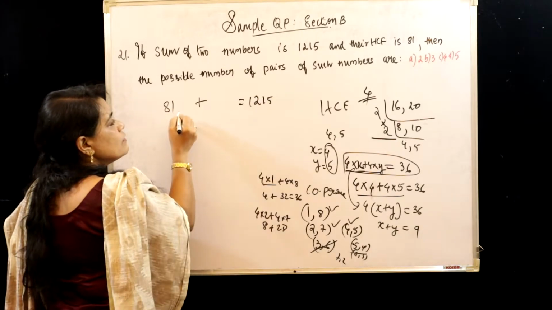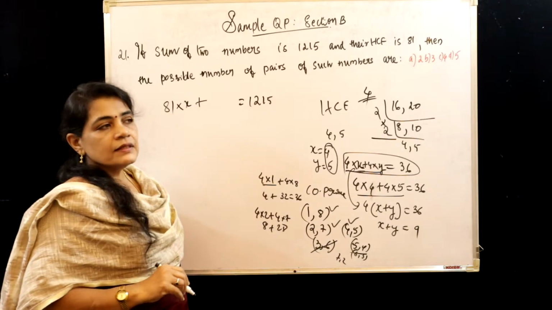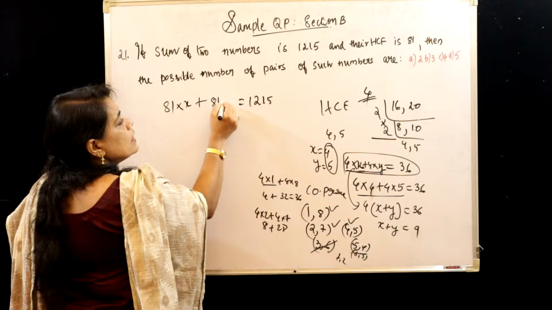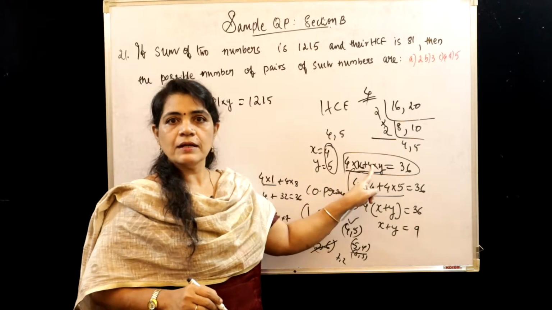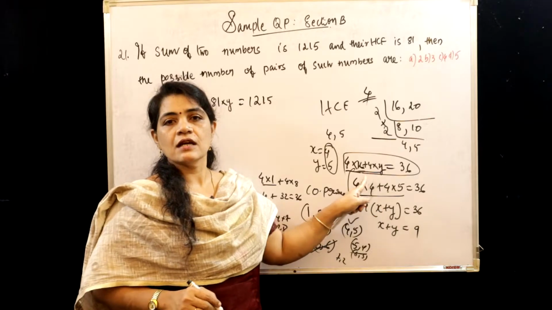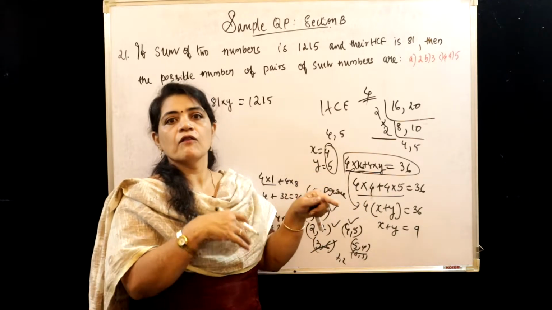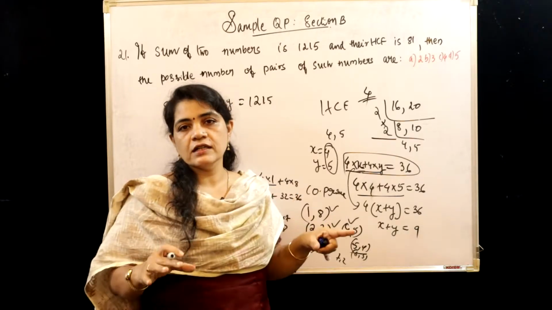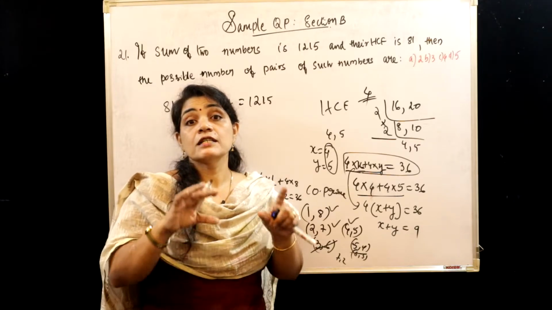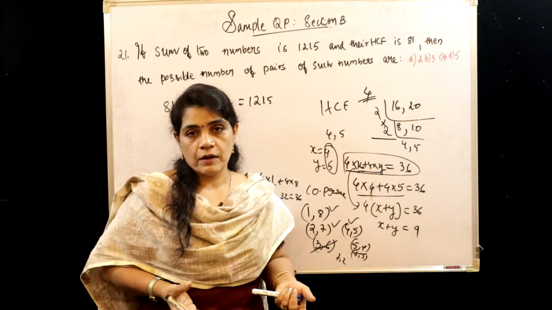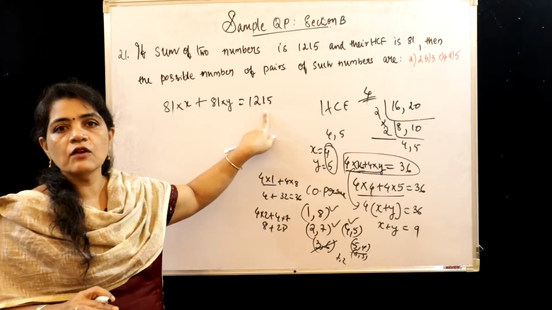HCF is given as 81. We don't know what the other factor is. So 81 into the first number and 81 into the second number. The same way, 4 into x plus 4 into y. It is a sum of the product of the HCF with one more factor. Those 2 factors we can take as x and y. And those x and y must be a pair of co-prime numbers. Understood? Okay, so this will be 1215.